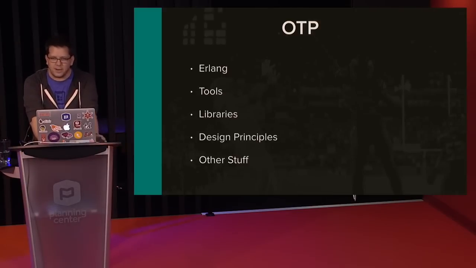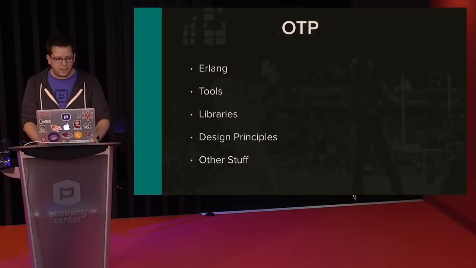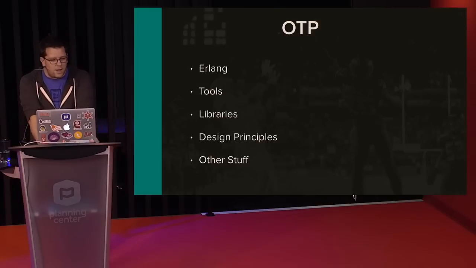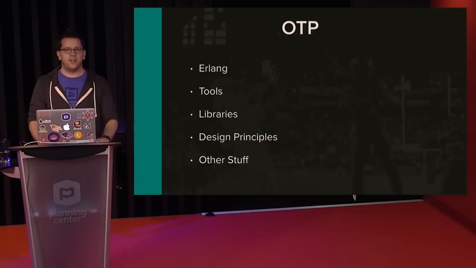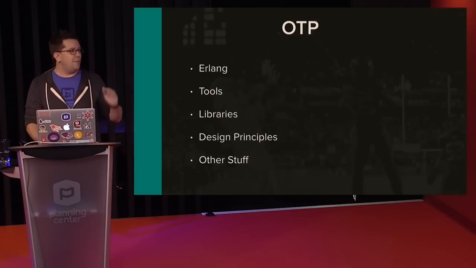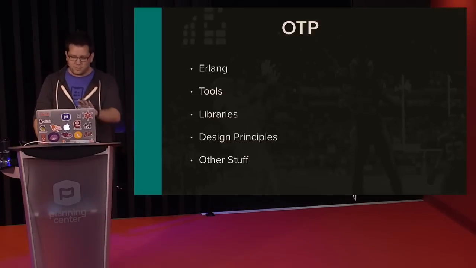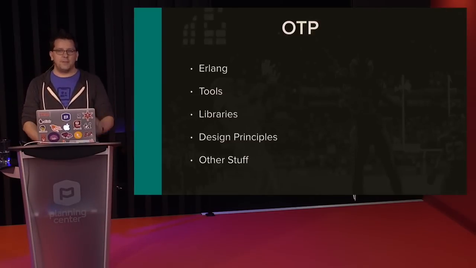There's a database server, an analysis tool. We're not going to cover any of the tools today. There's a bunch of libraries, like the supervisor library, generic server, and a bunch of others, and we're going to cover some of those today. And then there's design principles, which are part of how you use generic server and supervisors. And then there's other stuff, because there's just a ton to OTP, like how to release applications. OTP is huge, so we're not going to cover that today.